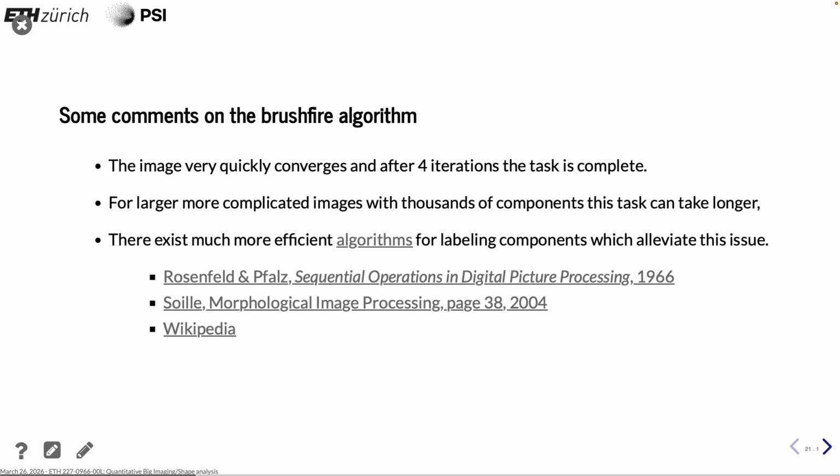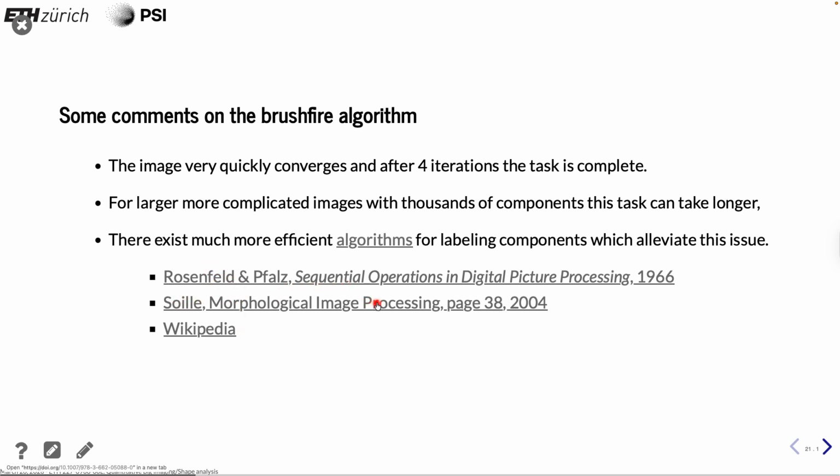So, some comments on this algorithm. It seems to converge pretty easy. In this example, it converged within 4 iterations. Could be longer, could be less, depending on the size of the object, but this is about this. Larger images or more complicated ones could have thousands of components, and that would of course also take longer. But in general, there exist much more efficient algorithms, and you can find those in these publications.